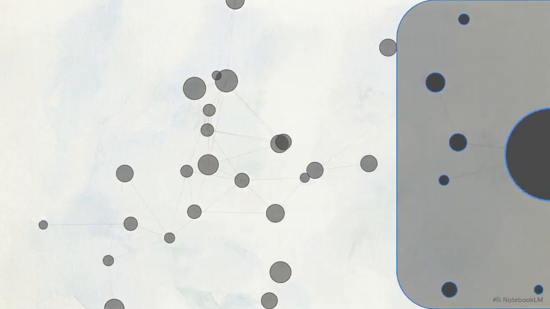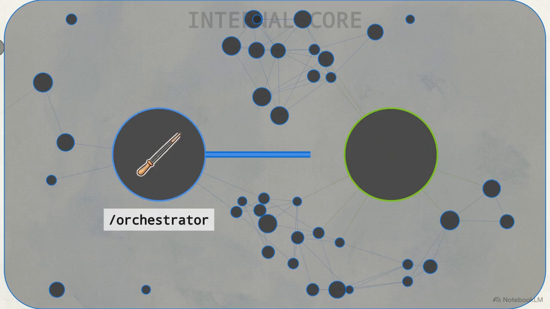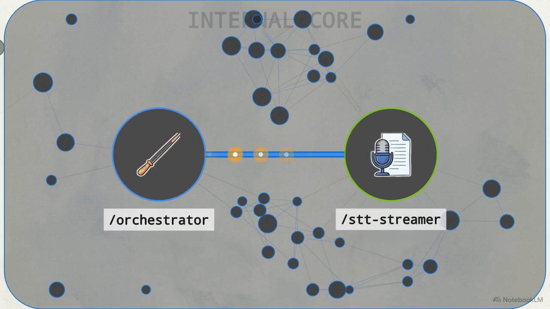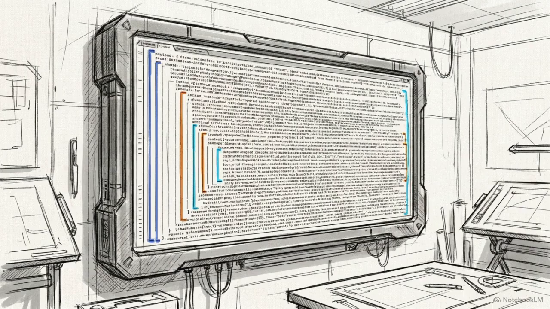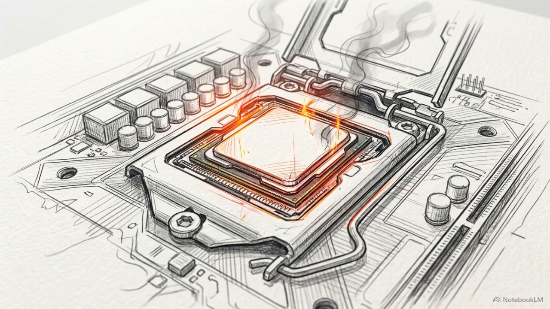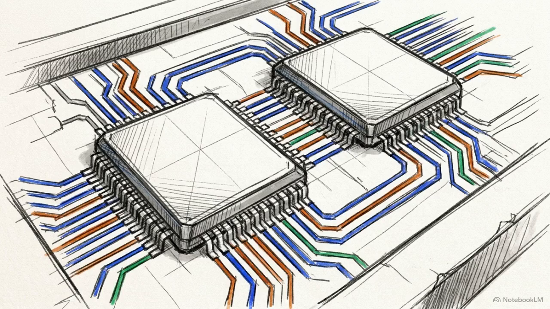Moving inward, we hit the internal core. This specific hop connects the /orchestrator to the /STT streamer. This is a backend bottleneck. The system must transfer massive amounts of continuous text-to-speech data between the stateful orchestrator and backend worker pools. Passing traditional, bulky REST JSON payloads here would choke the compute hop. The serialization cost of converting heavy text files back and forth would destroy the latency budget. We require a protocol optimized for high throughput, machine-to-machine communication: remote procedure call, or RPC.